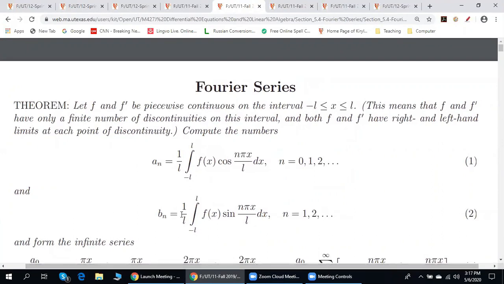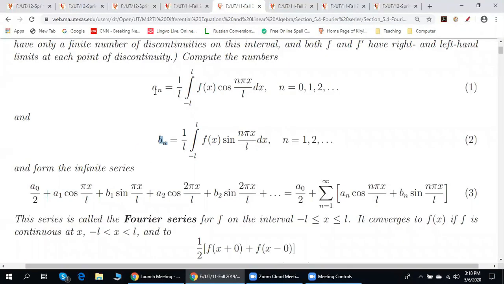Let's take a look at this theorem. Suppose f and f prime, prime means derivative, are piecewise continuous functions on this interval. Step 1. Find a n and b n using these formulas. Step 2. Write down this infinite series. Question: what is the relationship between this series and f of x? Here is the answer.